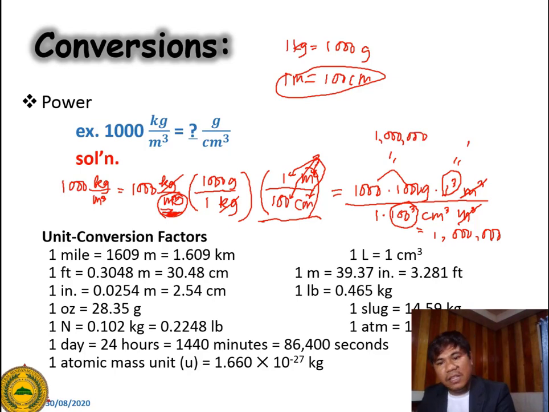But I have 1 million here at the denominator, so I can just cancel out 1 million here and 1 million there. So basically we are left with 1 at the numerator divided by 1 at the denominator. That produces 1 gram per cubic centimeter. So that's the final answer.